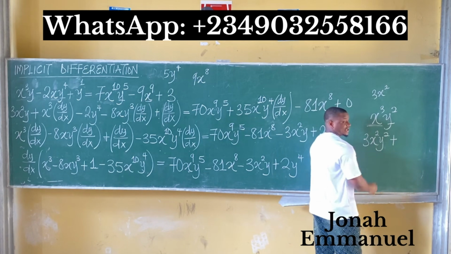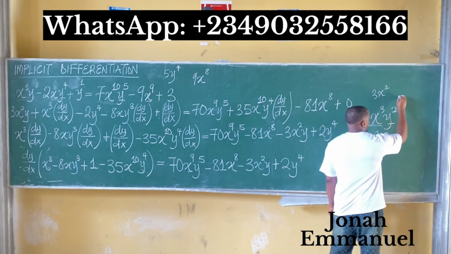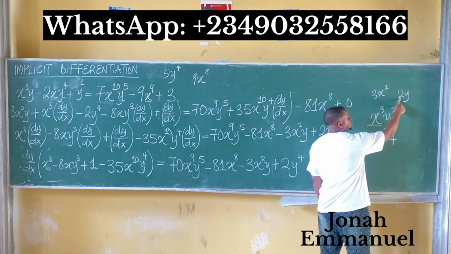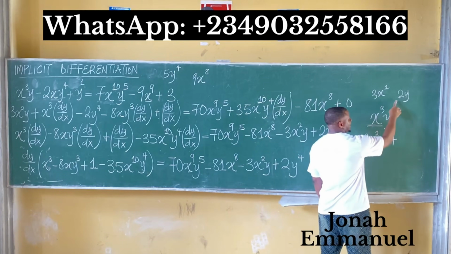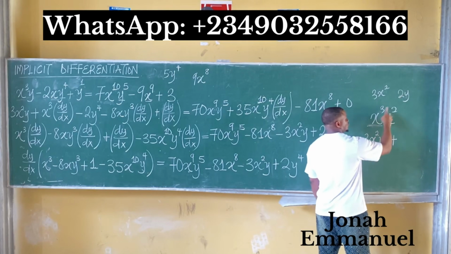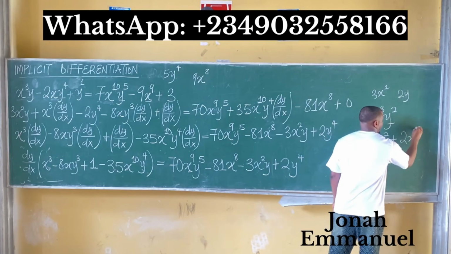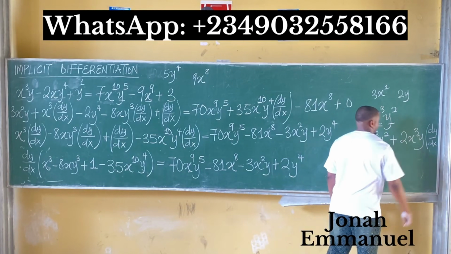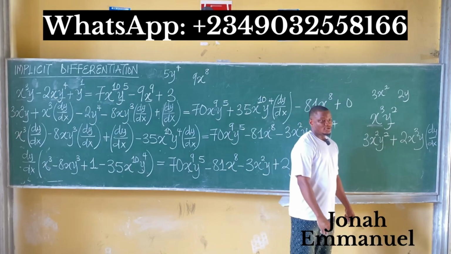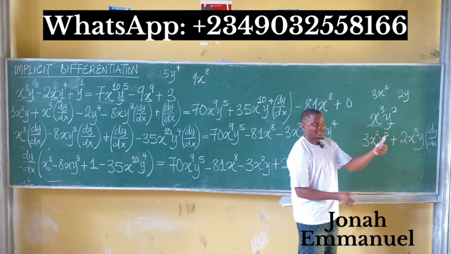Differentiate y squared. What would you get? 2y. Now use this 2y to multiply this other one here. So 2y times x cubed gives you 2x cubed y. Add dy dx. So that's it. That's how you do it. Differentiate x, use your answer to multiply what is left.